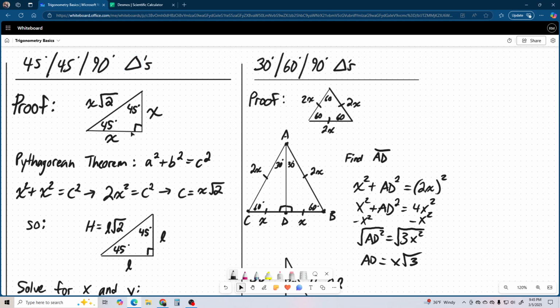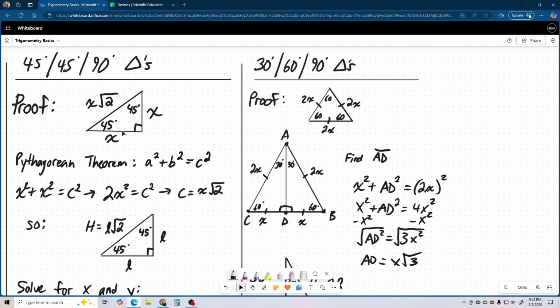So let's do a quick proof so I can show you why 45, 45, 90 triangles work in the first place. All right, so we have the Pythagorean theorem, which we know is a squared plus b squared equals c squared. And let's assume, just for the sake of it, that both of our sides, in an isosceles triangle, are equivalent because the angles are equivalent.